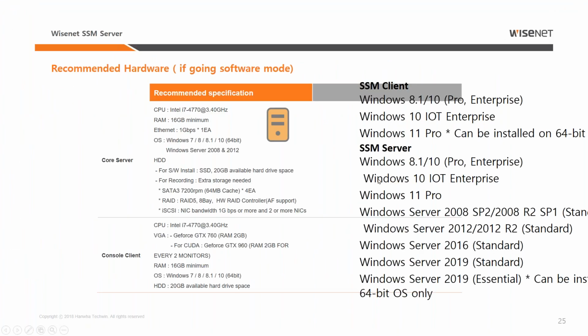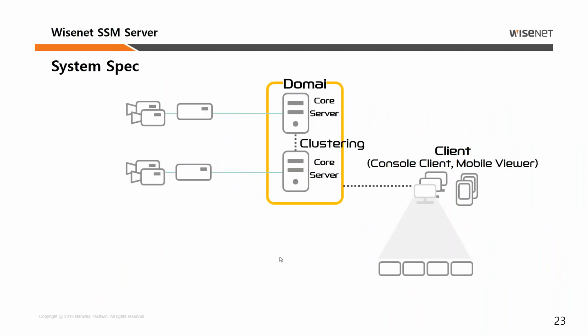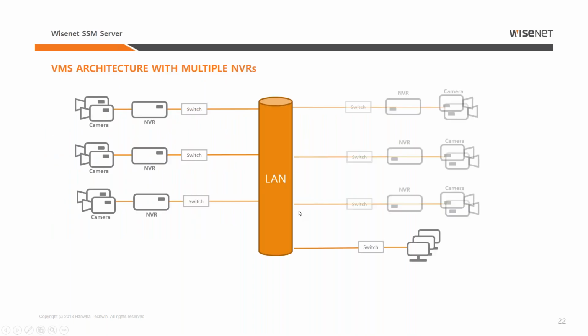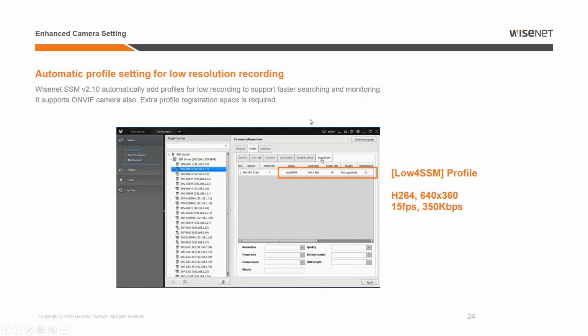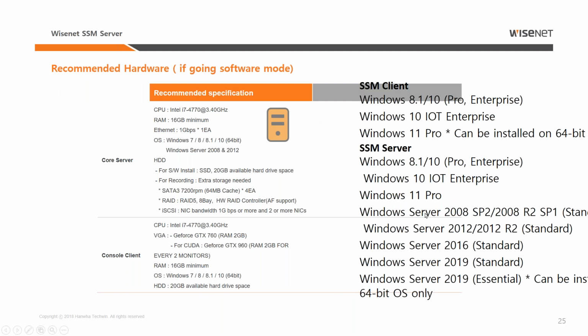Why is it okay? Because our SSM server, you can install that management, I mean that core server. What is core server? This is the core server. This core server you can install Windows 11 or Windows Server operating system. Client, you can install Windows 11. So if you have a small project, you can install the server and the client in the same PC with Windows 11. Small projects, it is okay.